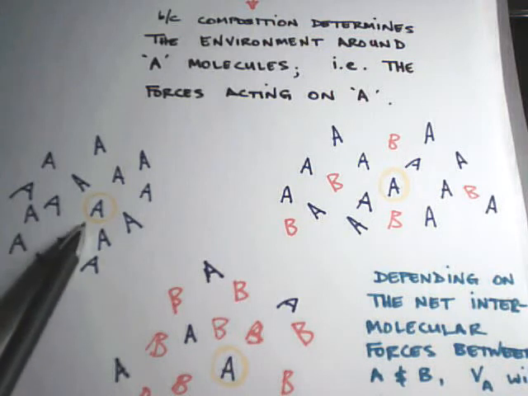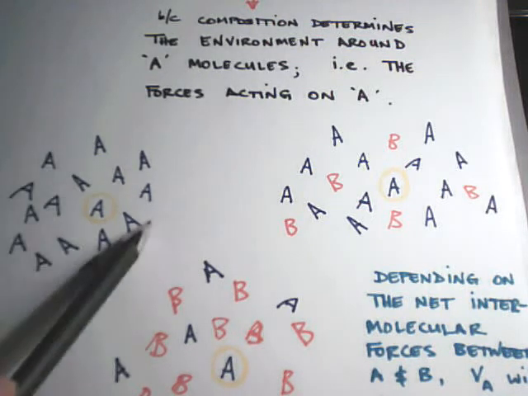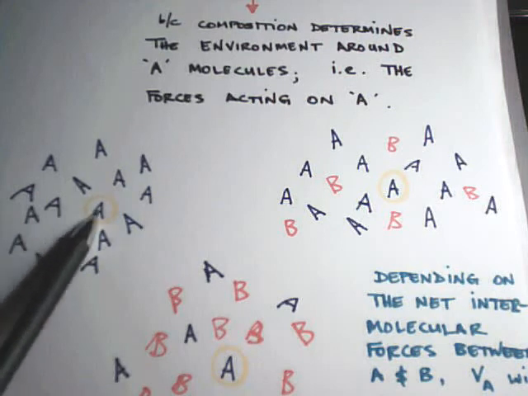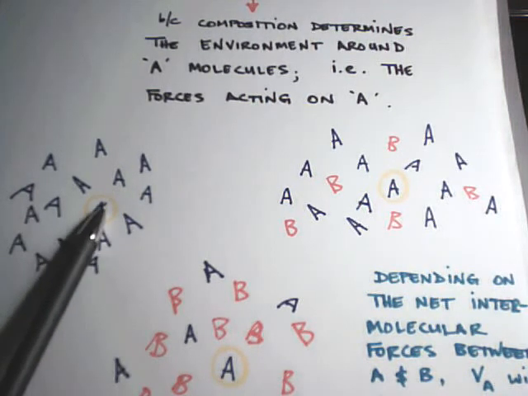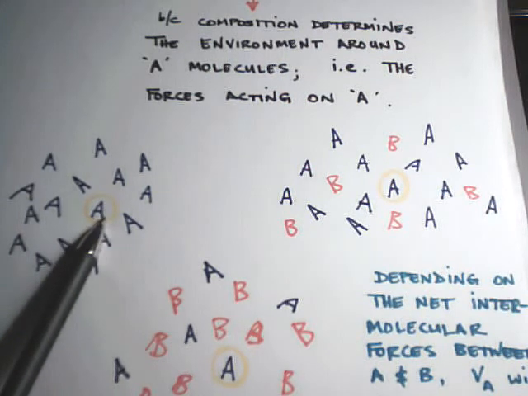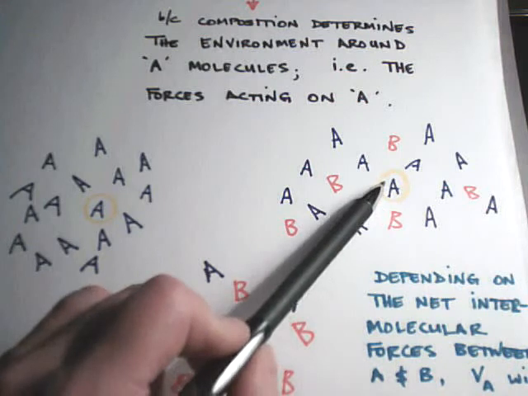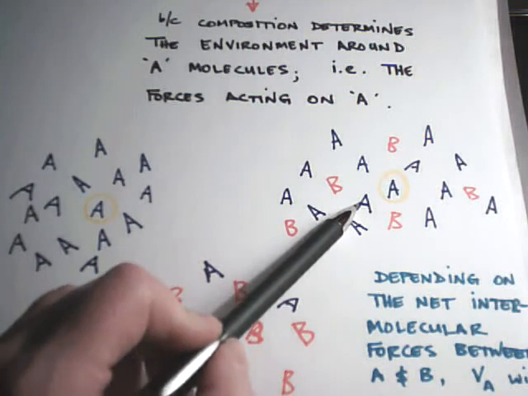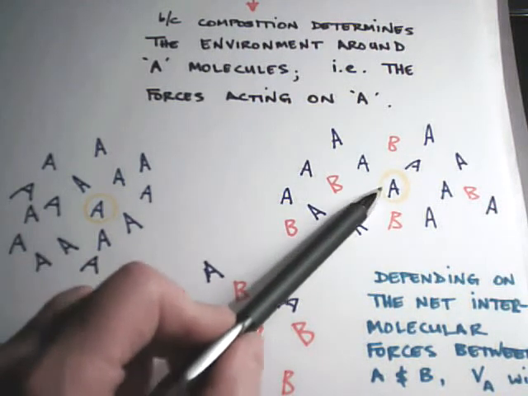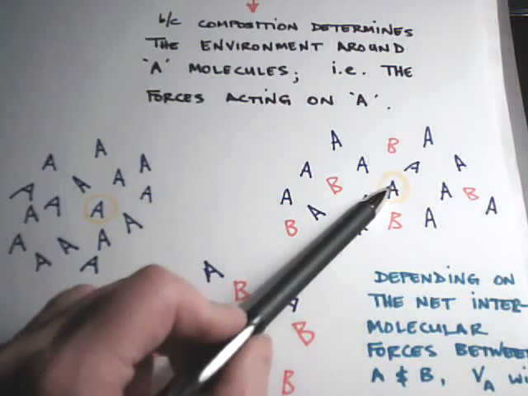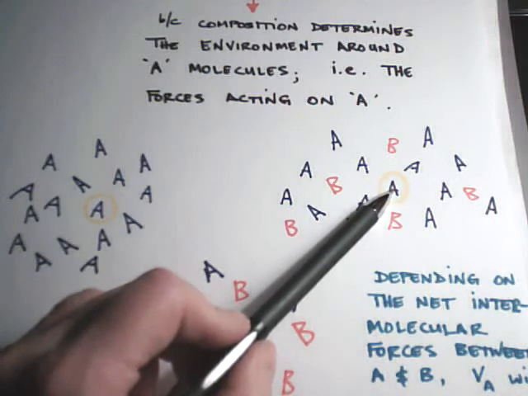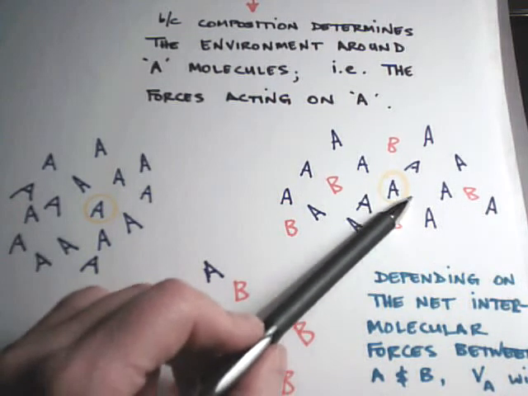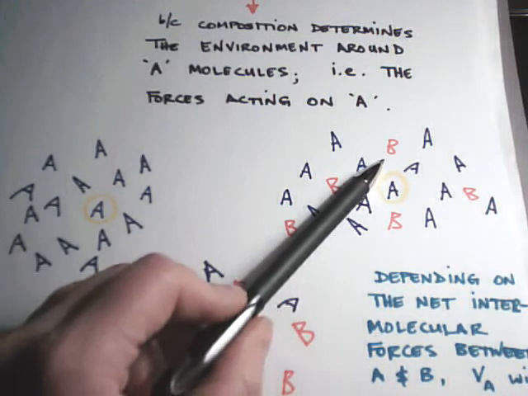So if I look at A in just a beaker of pure liquid A, it's only experiencing AA forces, and it's in the bulk. It's not at the surface, so it's being pulled everywhere. If I look at A in a mixture of A and B, it's rich in A. So I would say the concentration of B is relatively lower than A, because I have AA interactions and I have a few AB interactions.